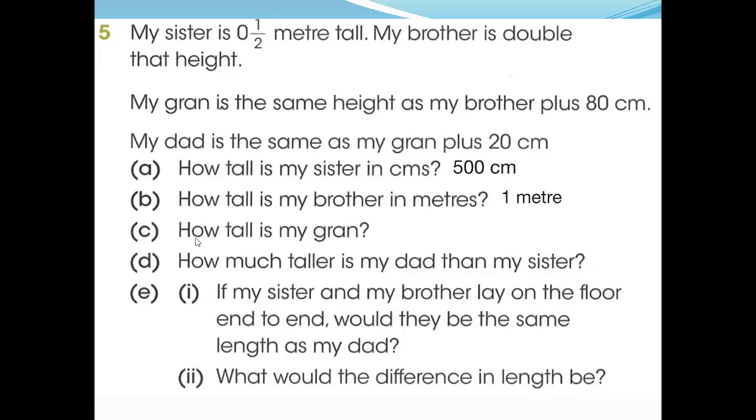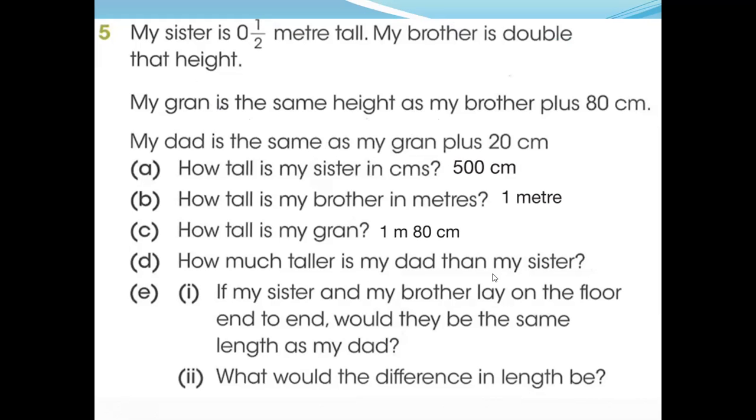How tall is my grandfather? What about the grandfather's information? The grandfather is the same height as my brother plus 80. What's the brother's height? 1 meter. This was for the brother, and 80 more for the grandfather, whose height is more than his brother. So the same height as my brother plus 80: 1 meter plus 80 is 1 meter, 80 centimeter.